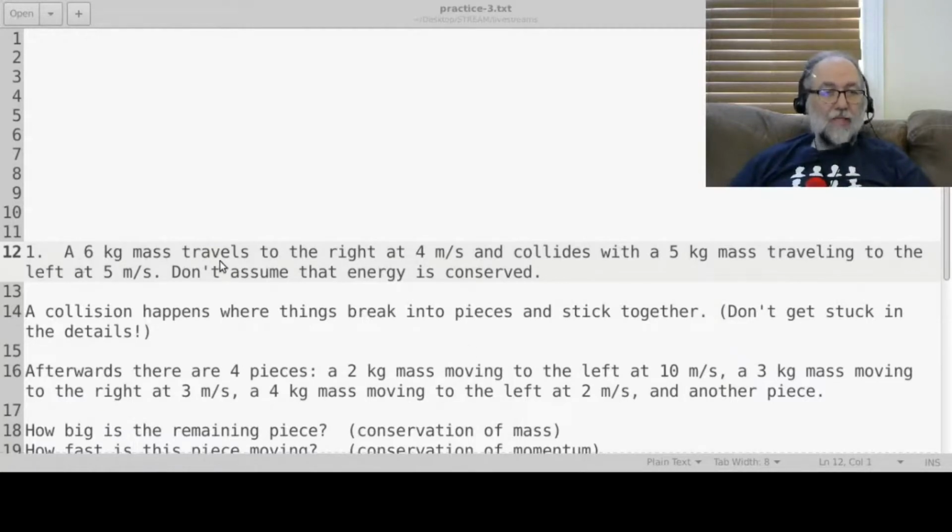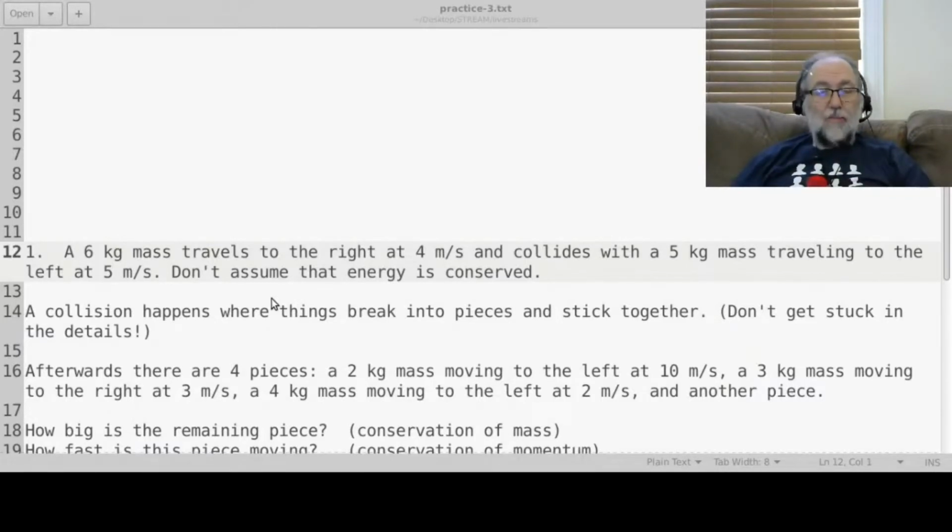A 6 kilogram mass travels to the right at 4 meters per second and collides with a 5 kilogram mass traveling to the left at 5 meters per second. And in this problem, don't assume that energy is conserved. I don't really need to say that, but I said it explicitly just to be clear. Energy, as we know, can be transformed into heat. And when that happens, it seems to disappear from the macroscopic level. It just appears at the microscopic level, but you don't see it.